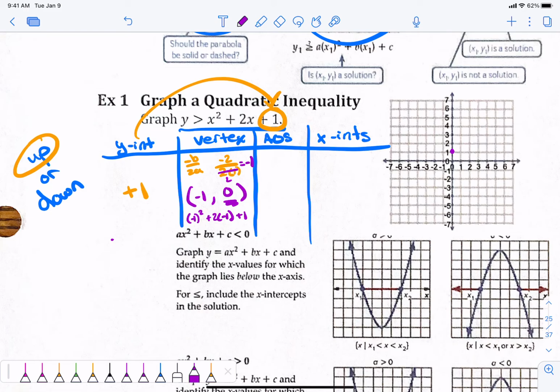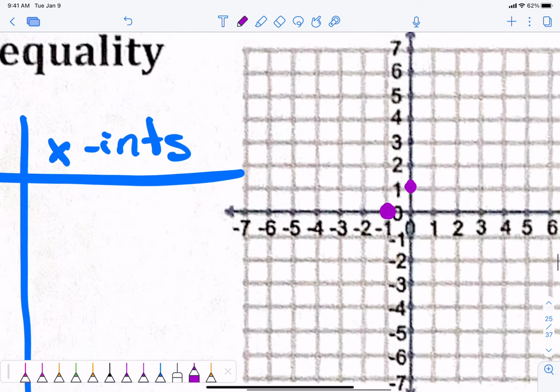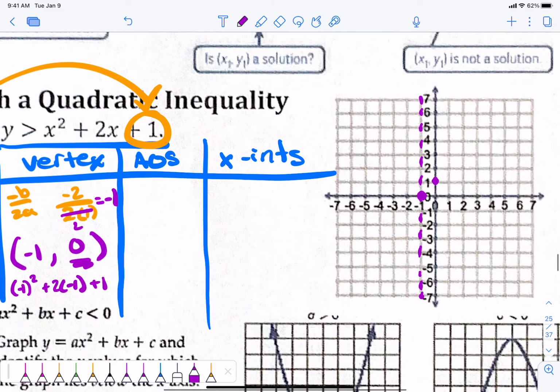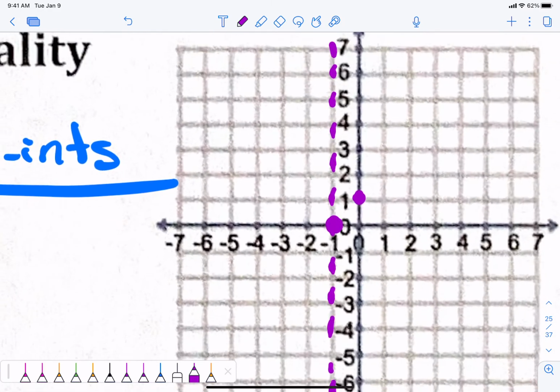The vertex is at negative 1, 0. That's where he is, okay? Now, we've got those 2 points, and I'm going to put my axis of symmetry. We know the axis of symmetry goes through the vertex. That's what he looks like, okay? So what's my axis of symmetry? Negative 1. X equals negative 1. That's what he looks like, right? Okay? X equals negative 1.